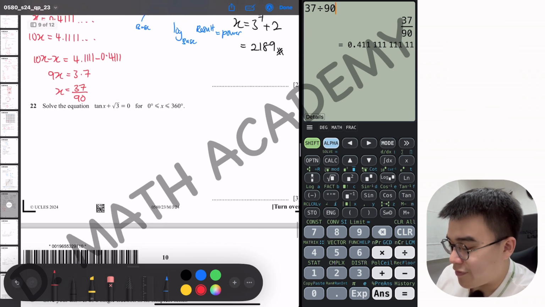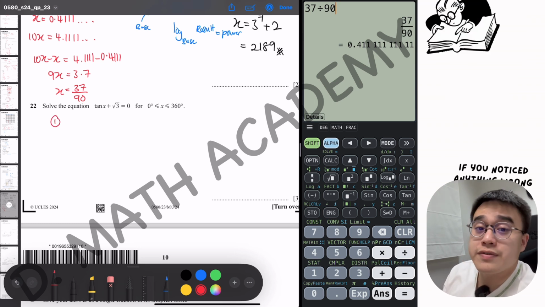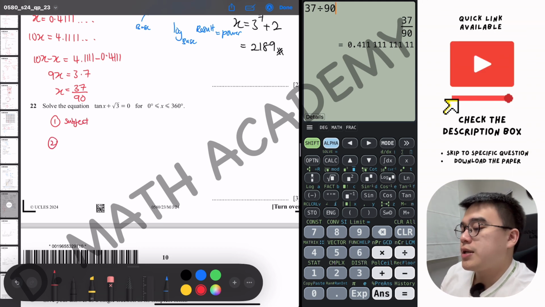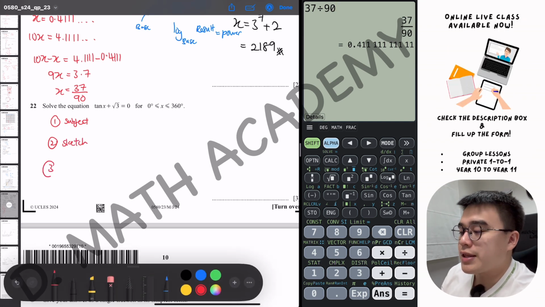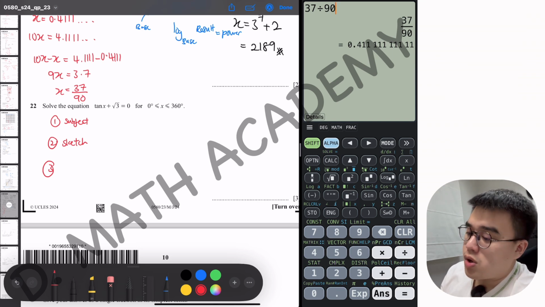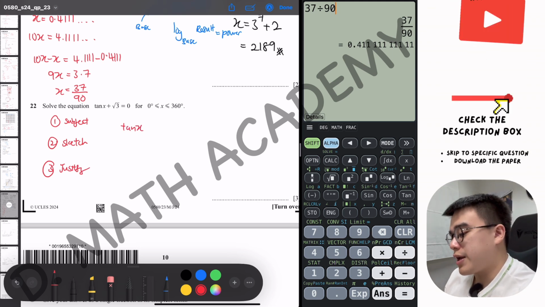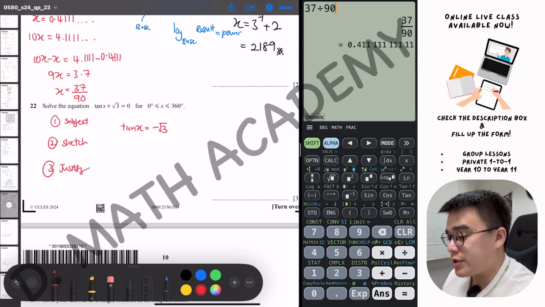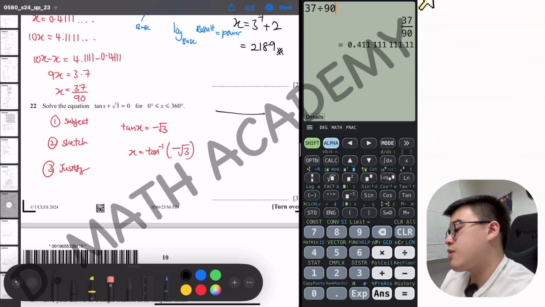Okay, question 22, my favorite question. For my students, they will all follow one specific method called SSJ, which is subject, sketch, and then the last step is actually to justify. SSJ. Okay, so subject means making the x the subject. You will be shifting the negative square root 3 to the other side first, and then we will stop here and start sketching.